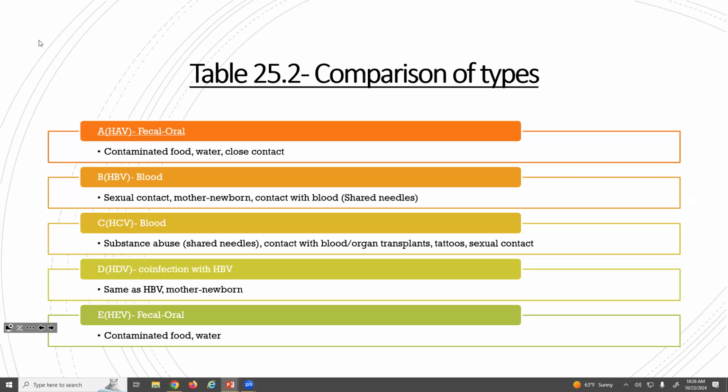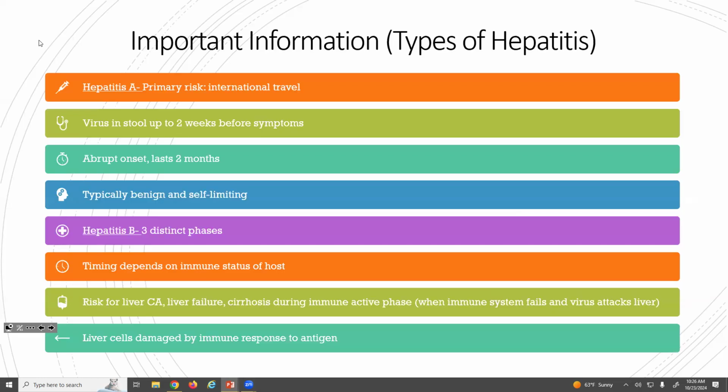Blood testing, because a lot of the symptoms are gonna be similar. We're gonna talk about that too. So important information. Hepatitis A, your primary risk is gonna be international travel. Because in the United States, we've done a good job of filtering our water, and also making sure that our food practices are safe. Some of those things aren't as effective in other countries. So that's where you get your primary risk.